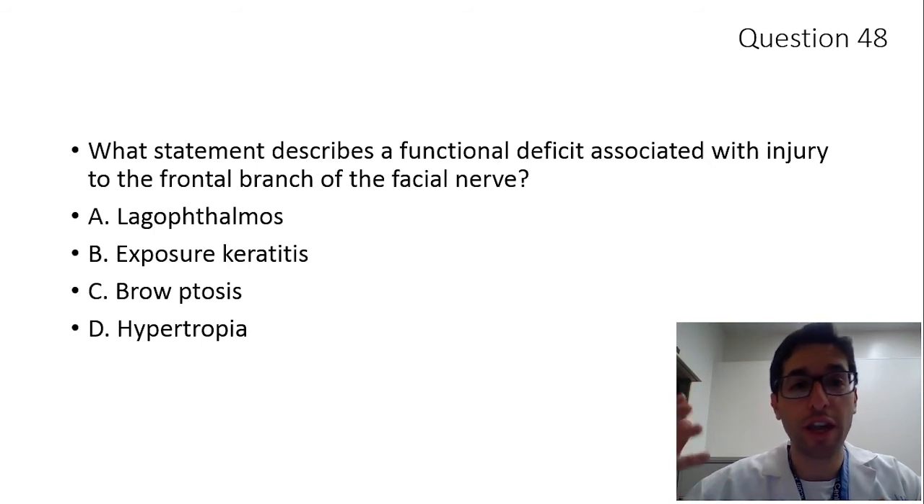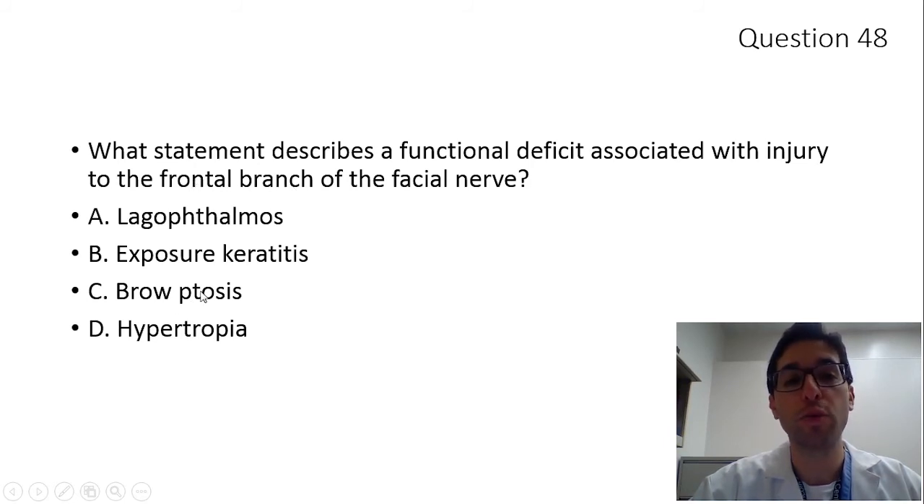Because you can't close the eye, you're going to get a dry eye, and you're going to get exposure keratitis. Or you're going to get brow ptosis. So actually, A, B, and C all look pretty good. Brow ptosis means your brow is paralyzed. So which one are you going to get? The truth is you could get all three, but which is the most likely, and which one are you going to get specifically because of the frontal branch? So now that's the key.